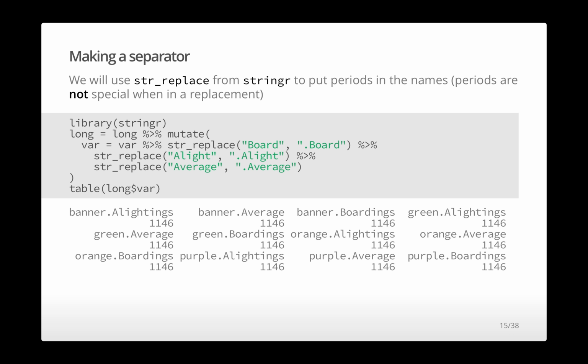Right? So I just said, replace board with a period board, replace alight with a period alight, replace average with dot average. So again, we mutated the data, so we're reassigning a variable, var, and we piped it into string replace, and we piped it into these two. So that's why str functions are very conducive to piping, because you say do this, then do this, do this, right? We could have done this in 3 different steps where we reassign var every time in the mutate command. Whatever makes the most sense to you is the way to go. But does this make sense? We're just changing this. We want a period to separate the two. Now if we do a table, we see that they're separated by periods.